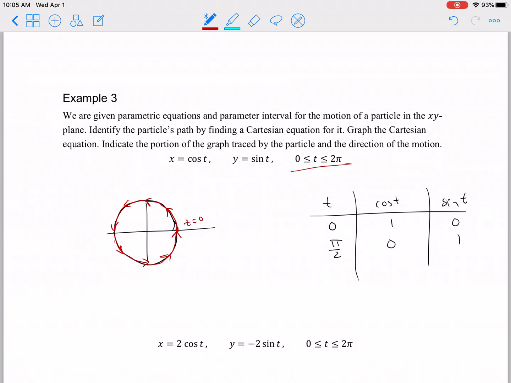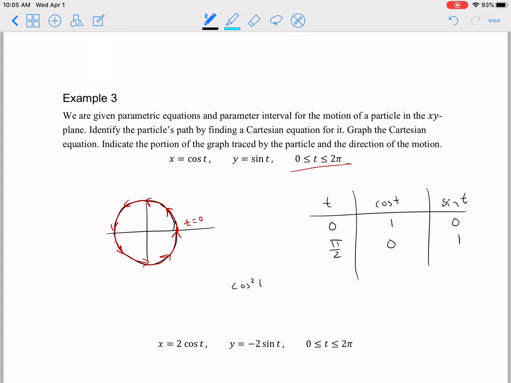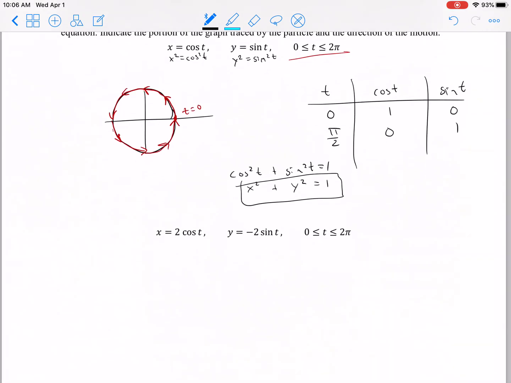All right, and you could even think of this as the Pythagorean identity, which is the idea that cosine squared t plus sine squared t equals 1. Because x squared equals cosine squared t, and y squared equals sine squared of t. So x squared plus y squared equals 1. And again, that's our equation for a circle with a radius of 1. Okay? So even just looking at it, we should have been able to intuit that that's what we should get here. So let's take a look at this next one.